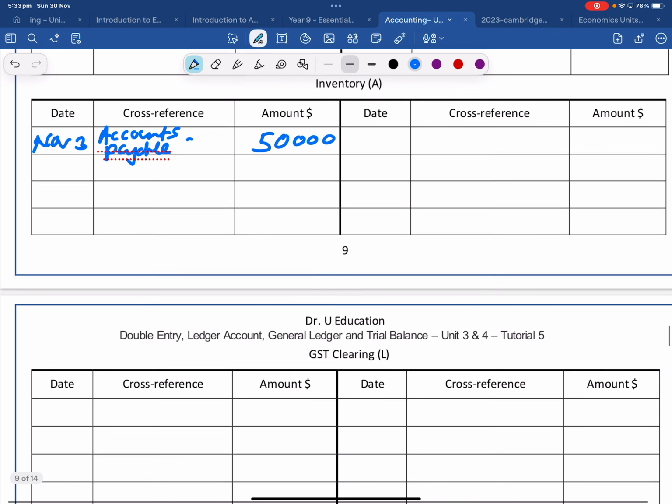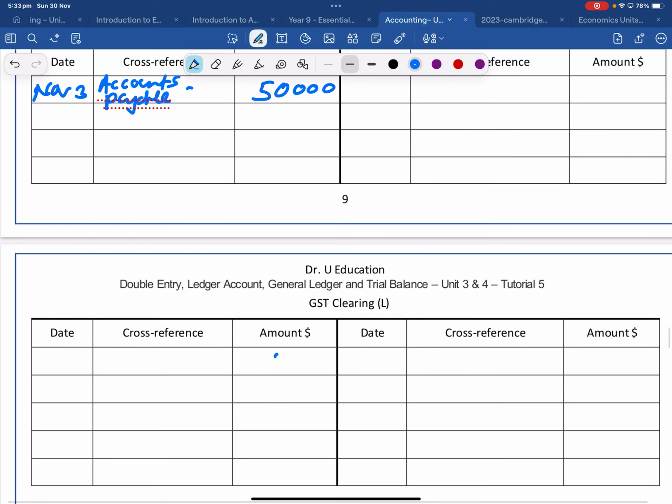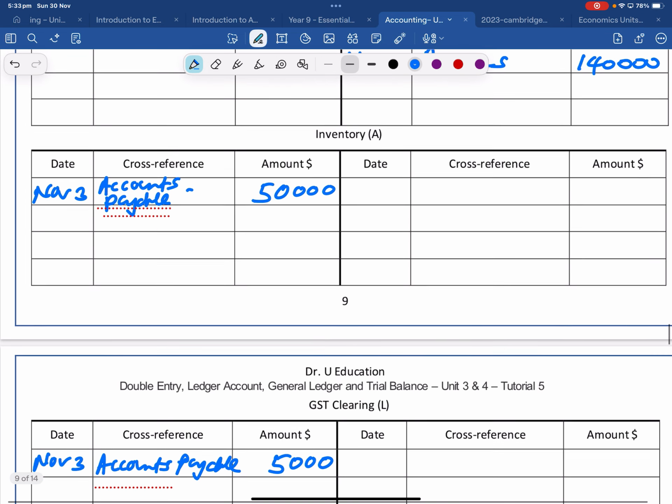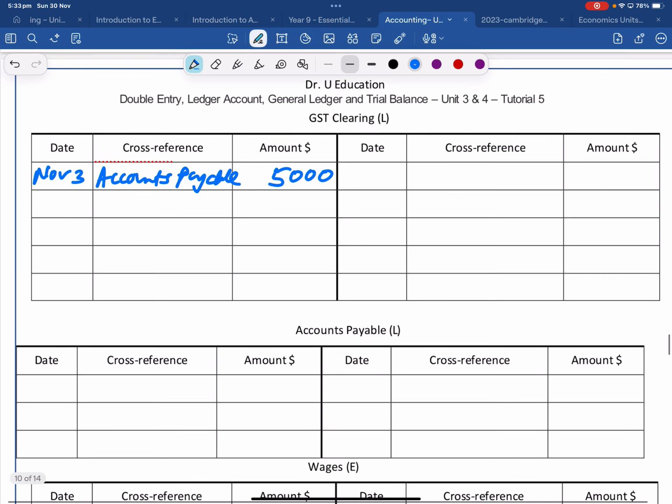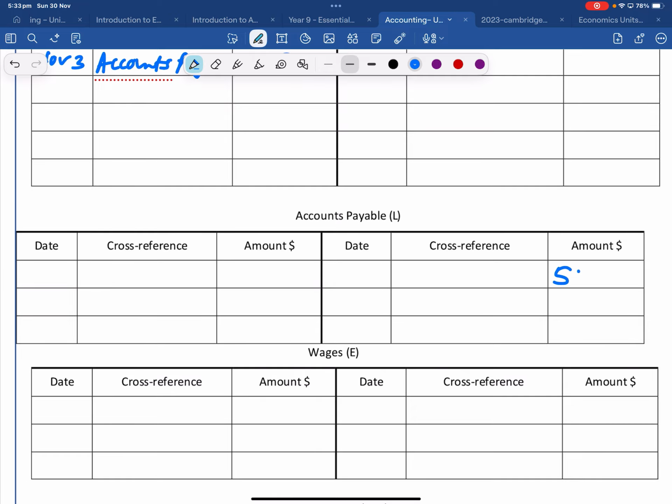Right. Then GST clearing. What happens? Debit. November 3rd, accounts payable. So both these ledger accounts are debited, saying accounts payable, and accounts payable is credited 55,000. November 3rd, saying inventory / GST clearing, yes.